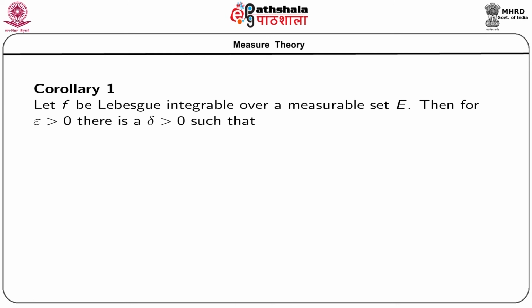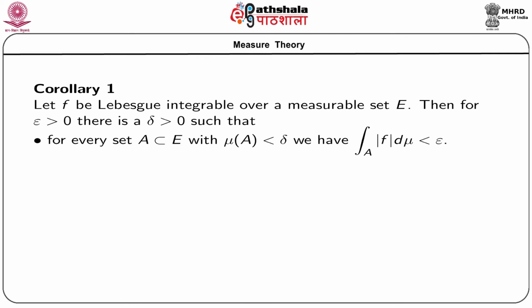If f is Lebesgue integrable over a measurable set E, then for epsilon greater than 0, there is a delta greater than 0, such that for every set A, of course measurable, a subset of E with mu A less than delta, we have the integral over A of mod f d mu is less than epsilon.